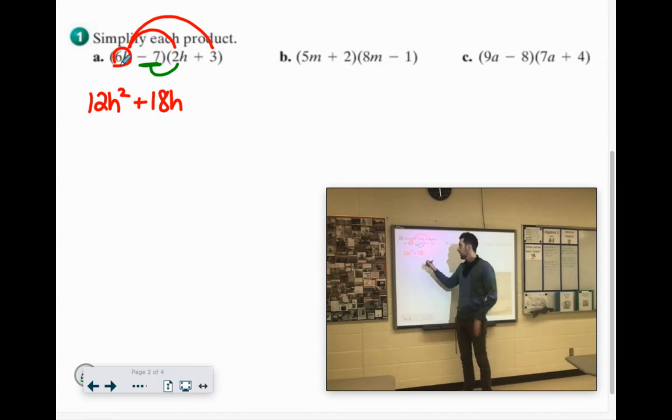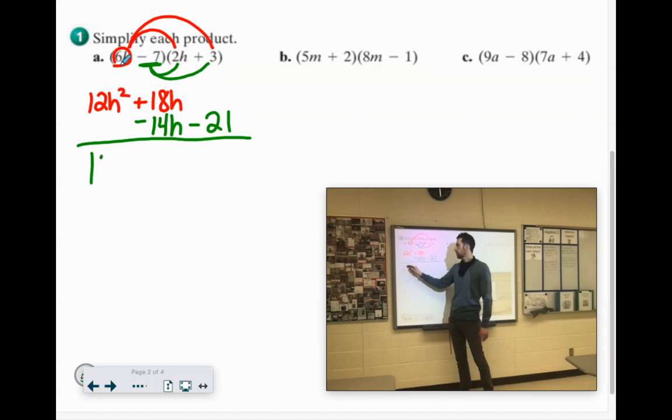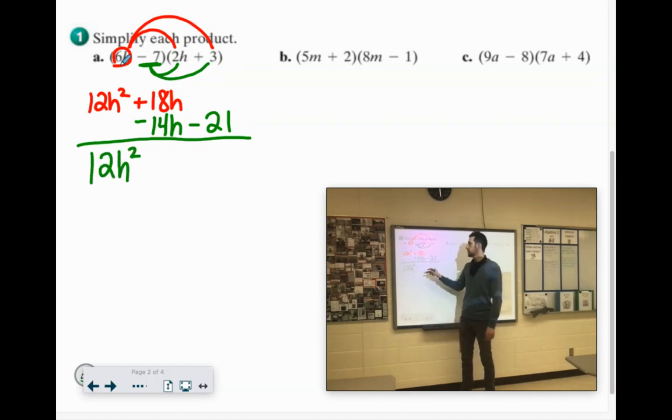Again, if you want, stack it under your other one. You don't need to do that, but you can. It might make it easier for your last step. And then you have -7 times +3, which is -21. So now if we combine our like terms, we have 12h squared. 18h minus 14h is 4h. And then you have your -21.